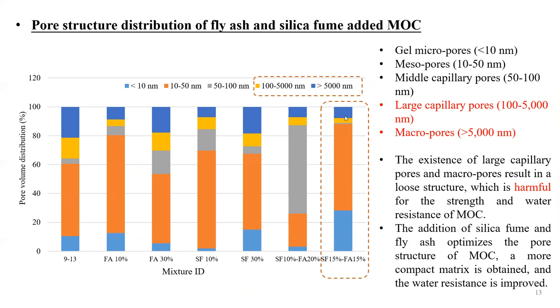This dark blue shows the very micro pores, with a diameter greater than 5,000 nanometers. Then the yellow one is the large capillary pores, with a diameter of 100 to 5,000 nm. Then the gray one is the middle capillary pores, with a diameter of 50 to 100 nm. The orange one, 10 to 50 nanometers, is the mesopores.